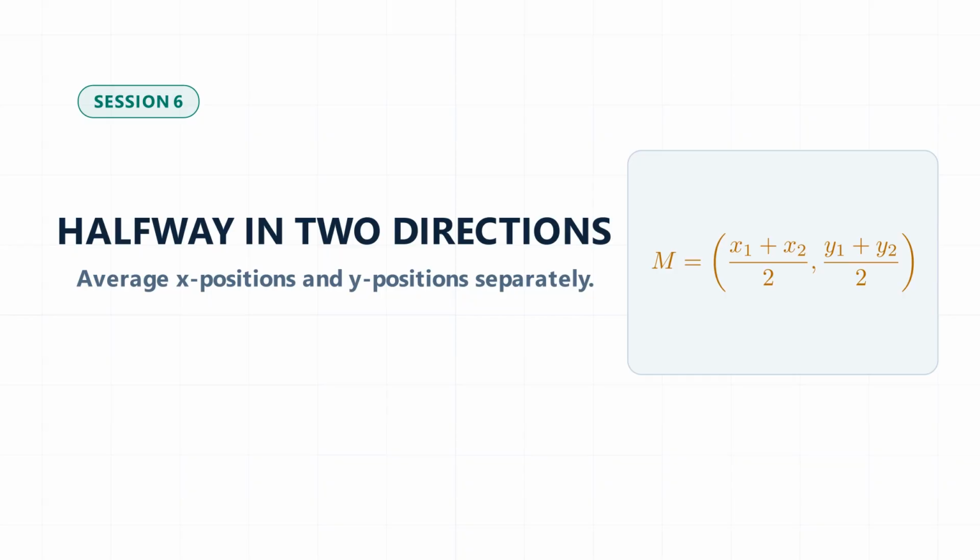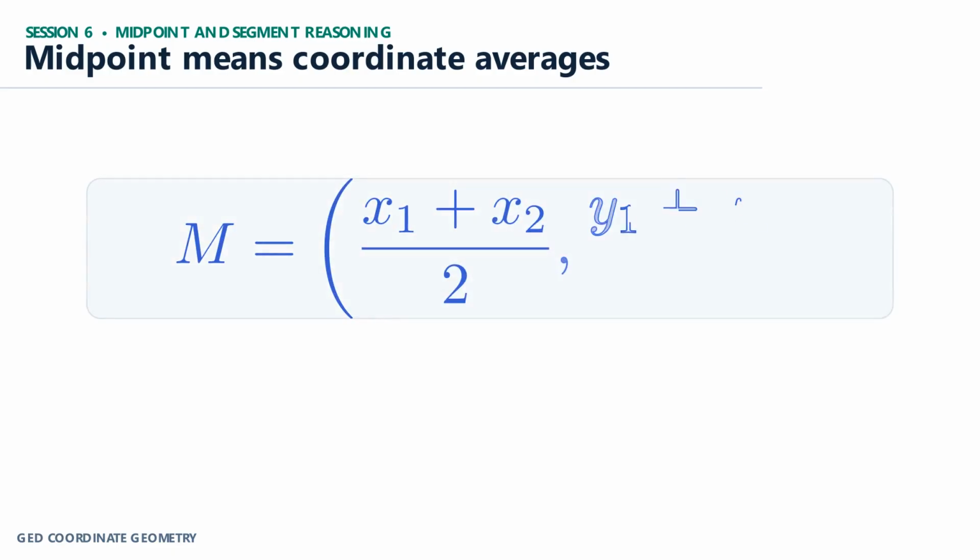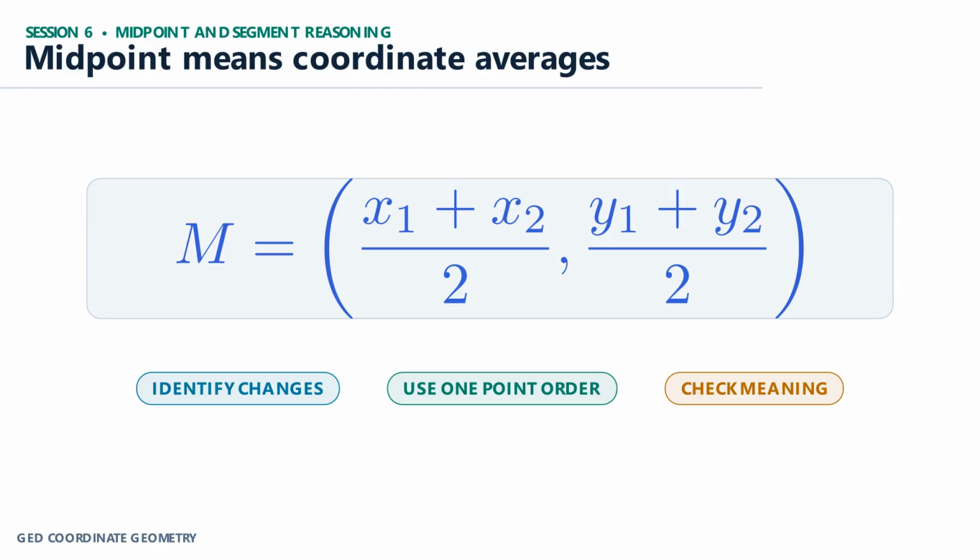endpoint is missing. The midpoint formula is m equals the quantity x1 plus x2 divided by 2, comma the quantity y1 plus y2 divided by 2. Add corresponding coordinates, then divide each sum by 2. Averaging works because the midpoint's x position is halfway between the endpoint x values, and its y position is halfway between the endpoint y values.